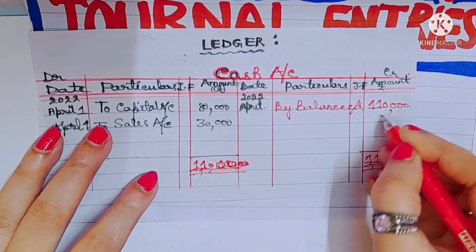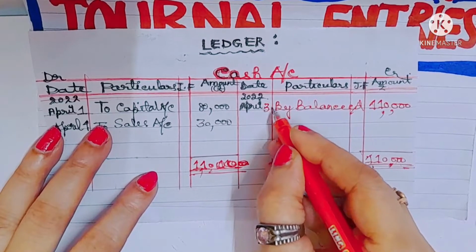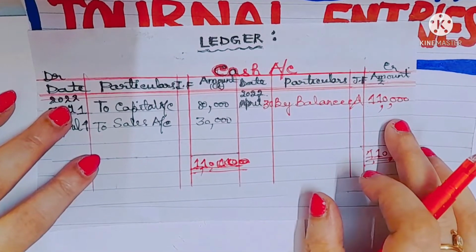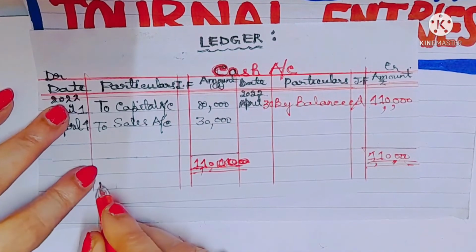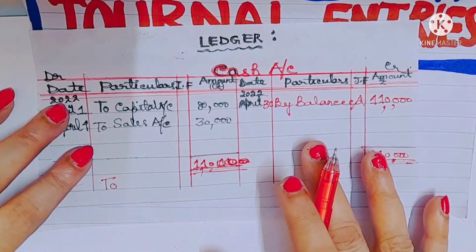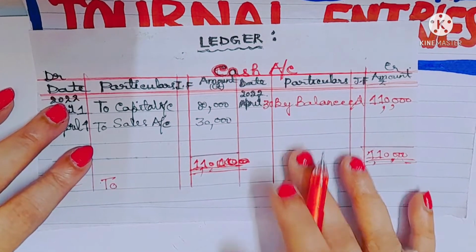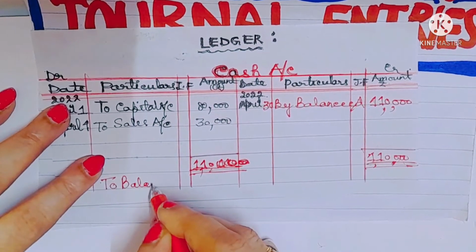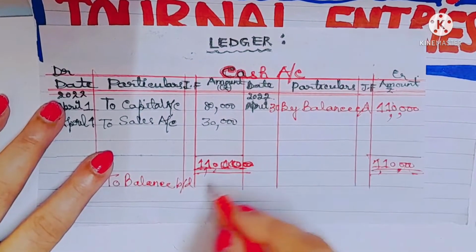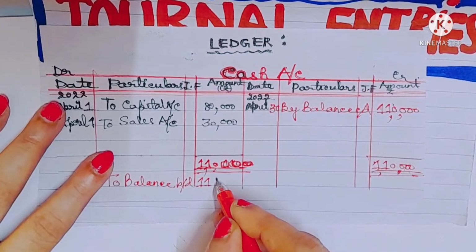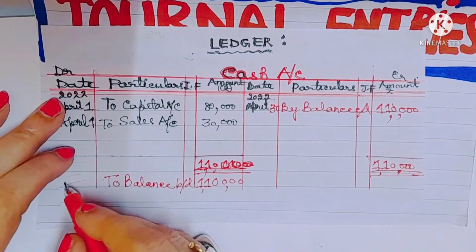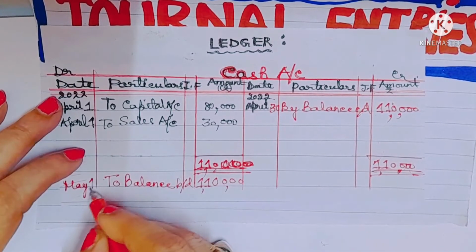And what will be the date? The last day in the month of April, 30th April. Understood? And this by balance CD will be brought down on the opposite side. Why? Because Radha has not shut down the business. She will continue the business in the next month. To balance BD, same amount 1,10,000. The date will be the very next day, 1st May.